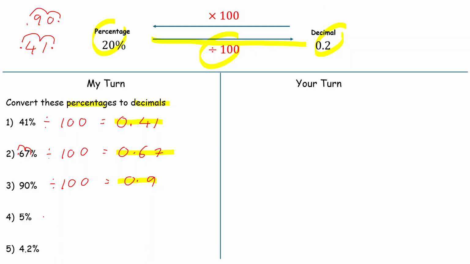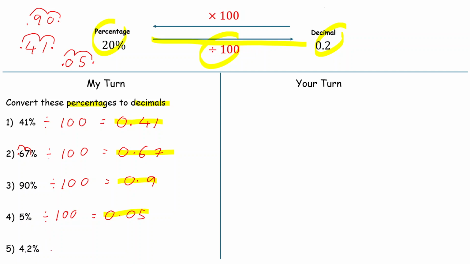We've then got 5%, again dividing it through by 100. So we've got the point, which is effectively here, and we're going back by 1, 2, back to here. Fill this in with a 0 to give you 0.05. So that is your answer for this one.